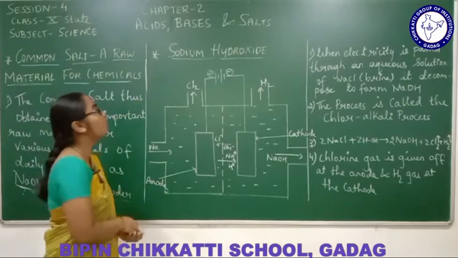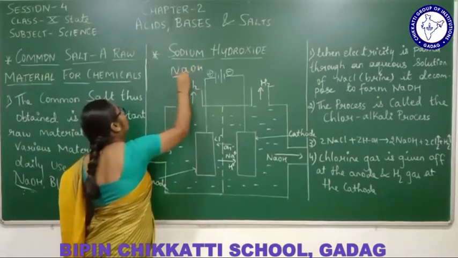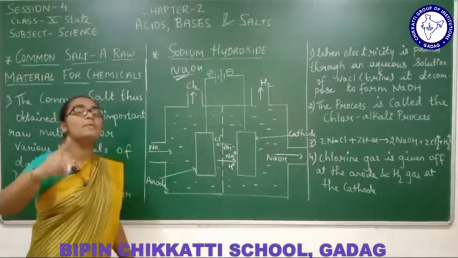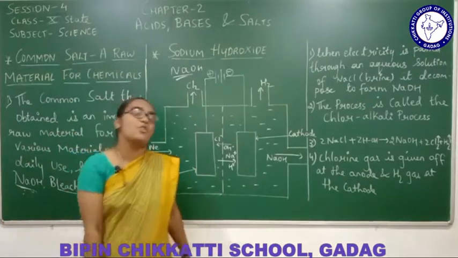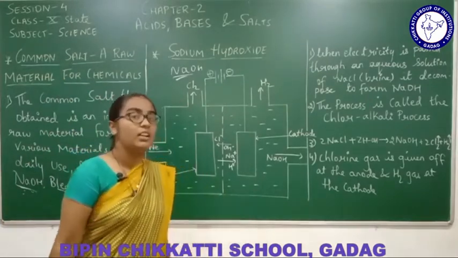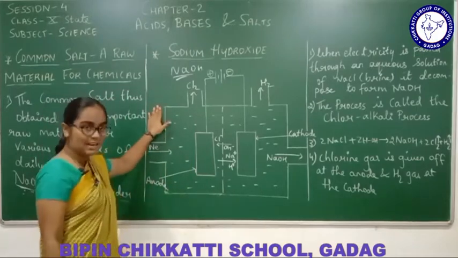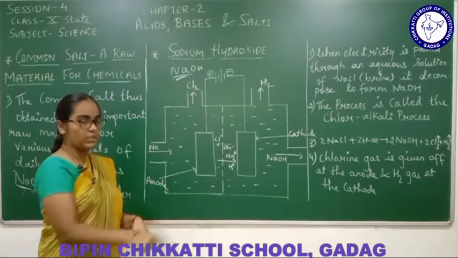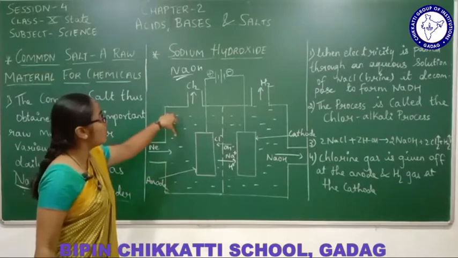The molecular formula for sodium hydroxide is NaOH. Now if I want to get NaOH, the first raw material I am going to use is common salt solution. Common salt means NaCl solution, which is brine solution. Now here you can see in this diagram one yellow color container which I have drawn there. In that container, there are certain materials.